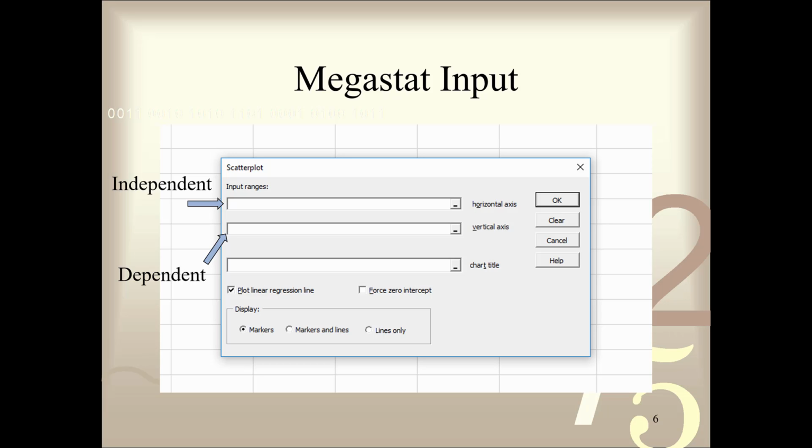Okay. So you select the column of data for age and put that in the horizontal axis, and then dependent variable salary. So you select the data for that. And you can put a chart title as well. So I typically put something like age versus salary.